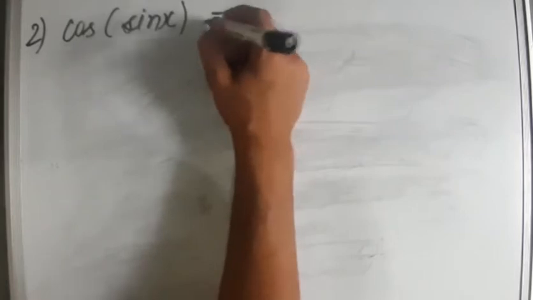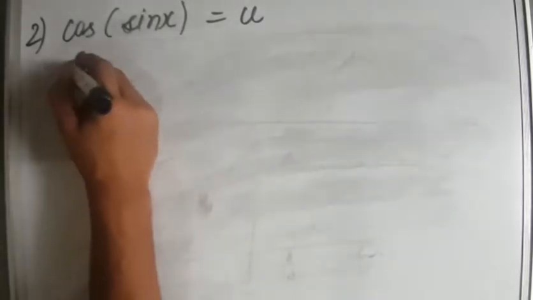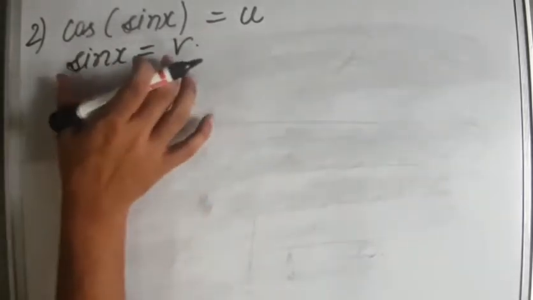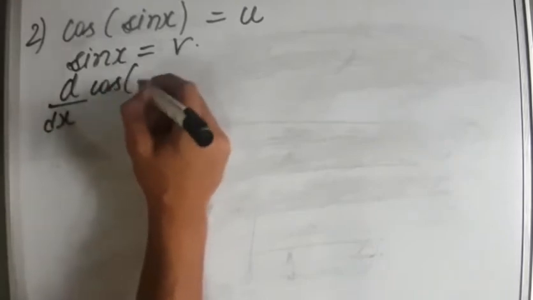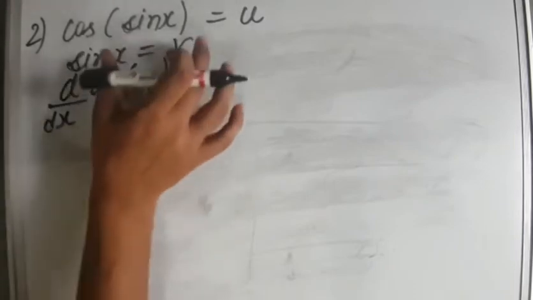Consider this function equals to u. You can consider it as anything. So this time we are having the angle as sin x and we need to differentiate this. First of all, assume sin x as v. I'm taking sin x as v and we need to differentiate cos v, d upon dx of cos v. We need to differentiate v because I'm writing v here since we have considered sin x as v.